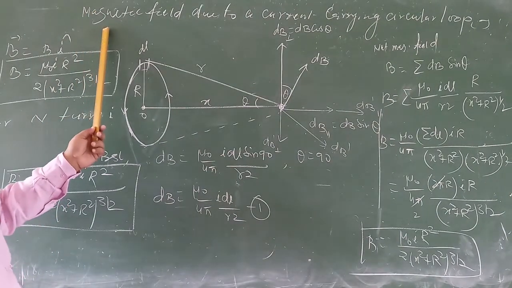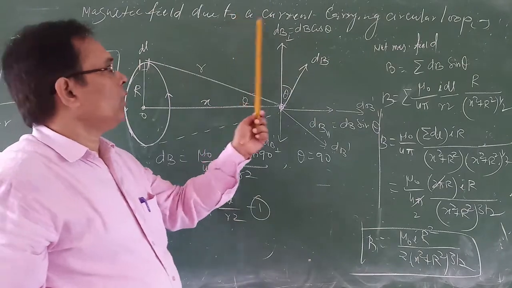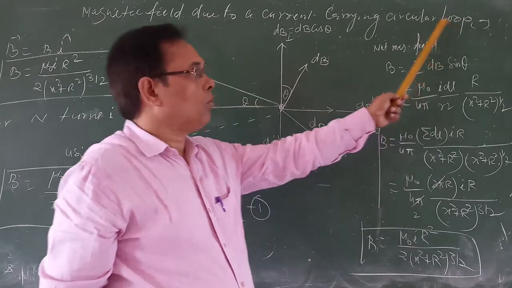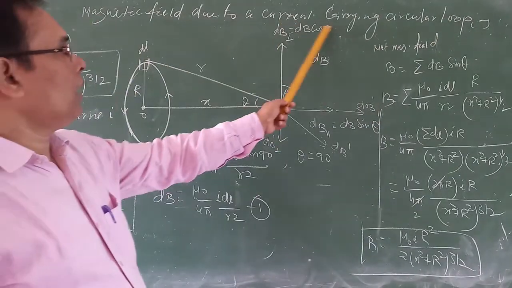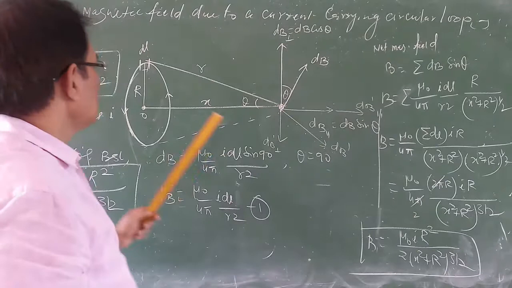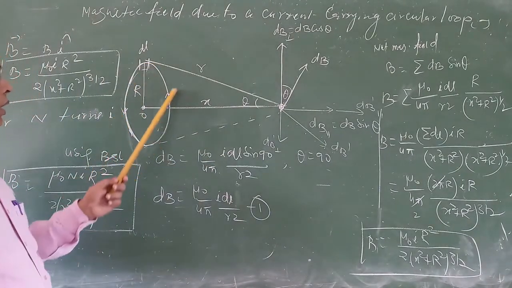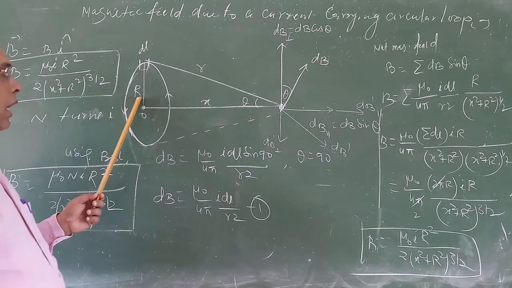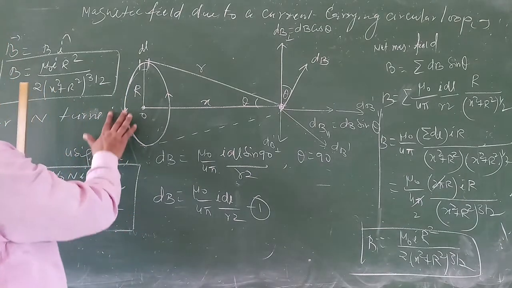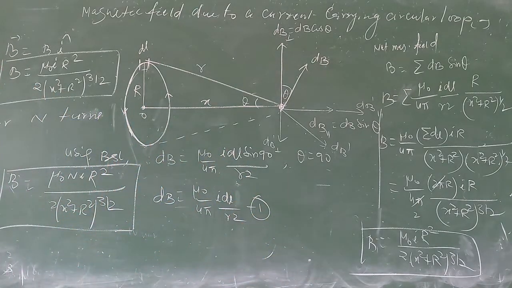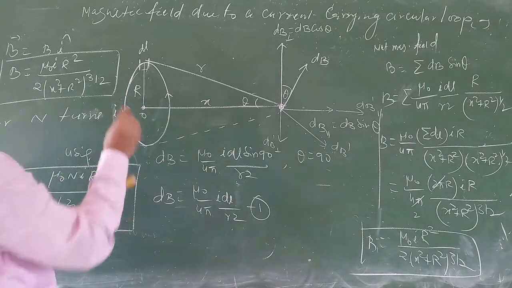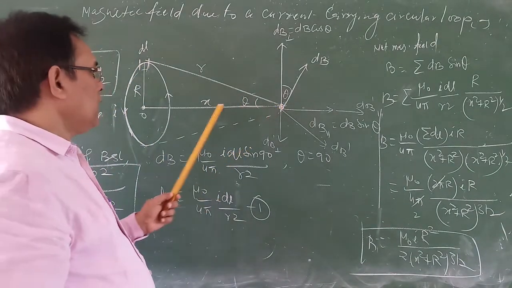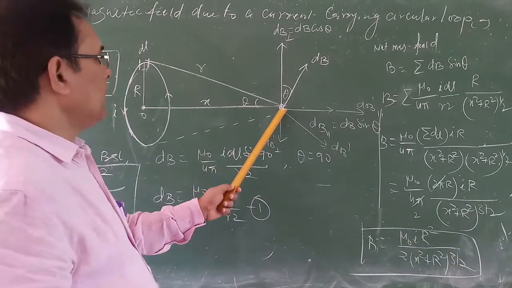Now see the magnetic field due to a current carrying circular loop. So let us consider a circular loop of radius capital R with current I flowing through it. We have to find the magnetic field at a distance x from the center.